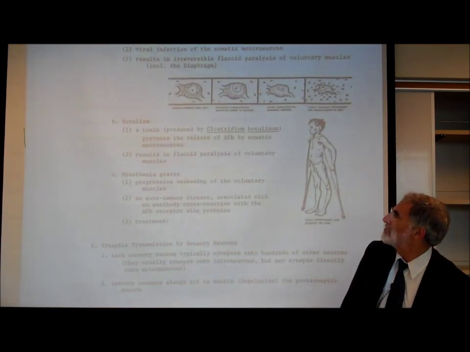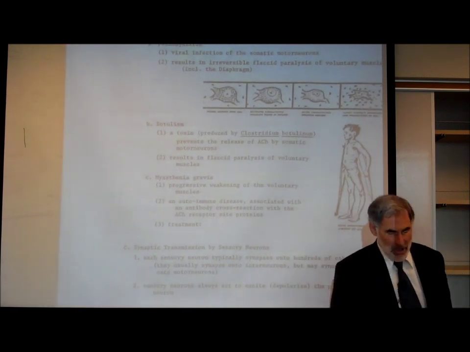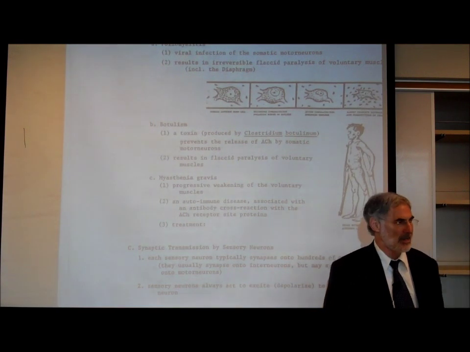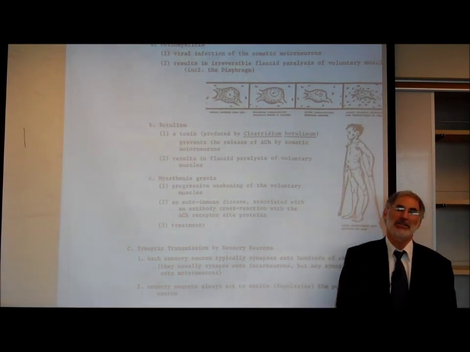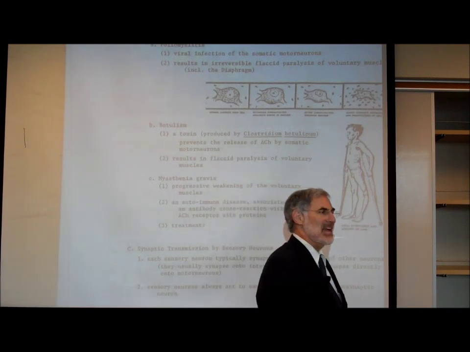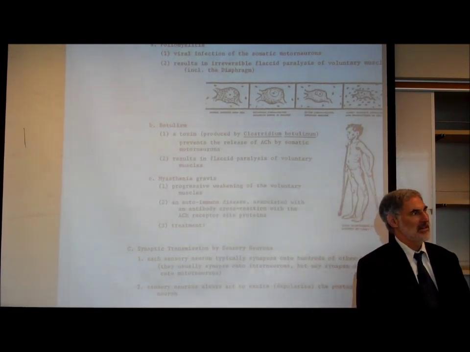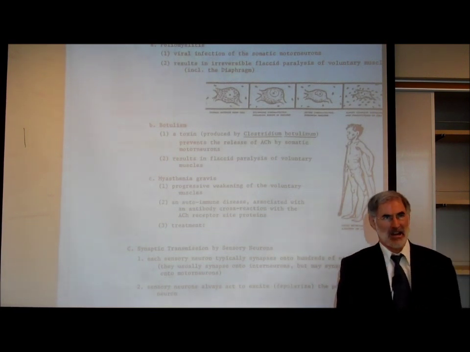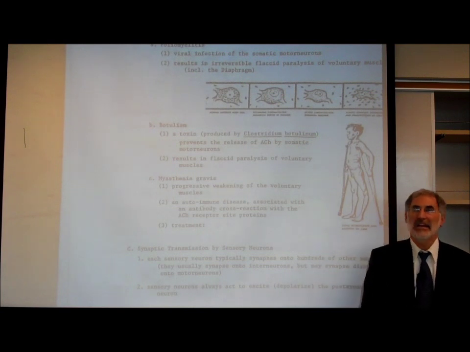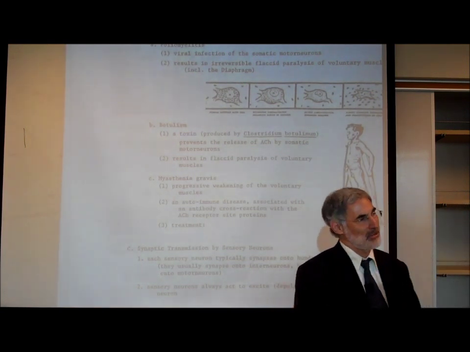Now, many of you have had micro. Some of you might even be taking it now. So botulism is caused by a bacteria called Clostridium botulinum. For you microbiologists, that is an obligate anaerobic gram-positive bacillus that produces an exotoxin, a botulinum exotoxin. What that botulinum exotoxin does is it prevents the somatic motor neurons from releasing acetylcholine.